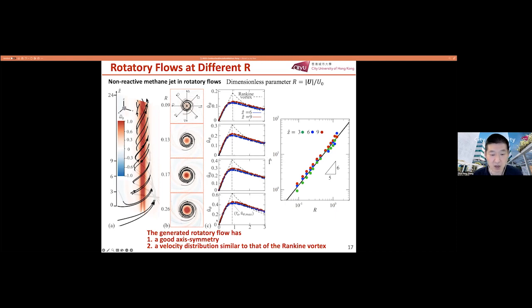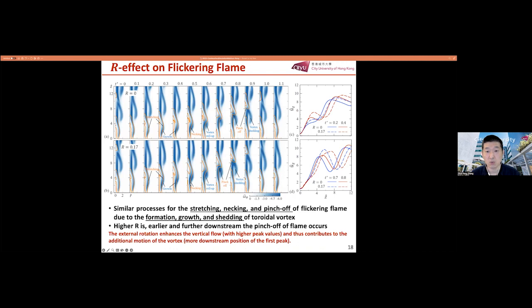Also, we found that the velocity distribution is very similar, though not exactly, to that of the Rankine vortex. So you can see the azimuthal velocity changes linearly with the radius inside the vortex core, and then outside the vortex core it decreases inversely proportional to the radial coordinate. What we observed is exactly the same as in the experiment: as we increase the rotatory intensity, the flickering frequency increases.